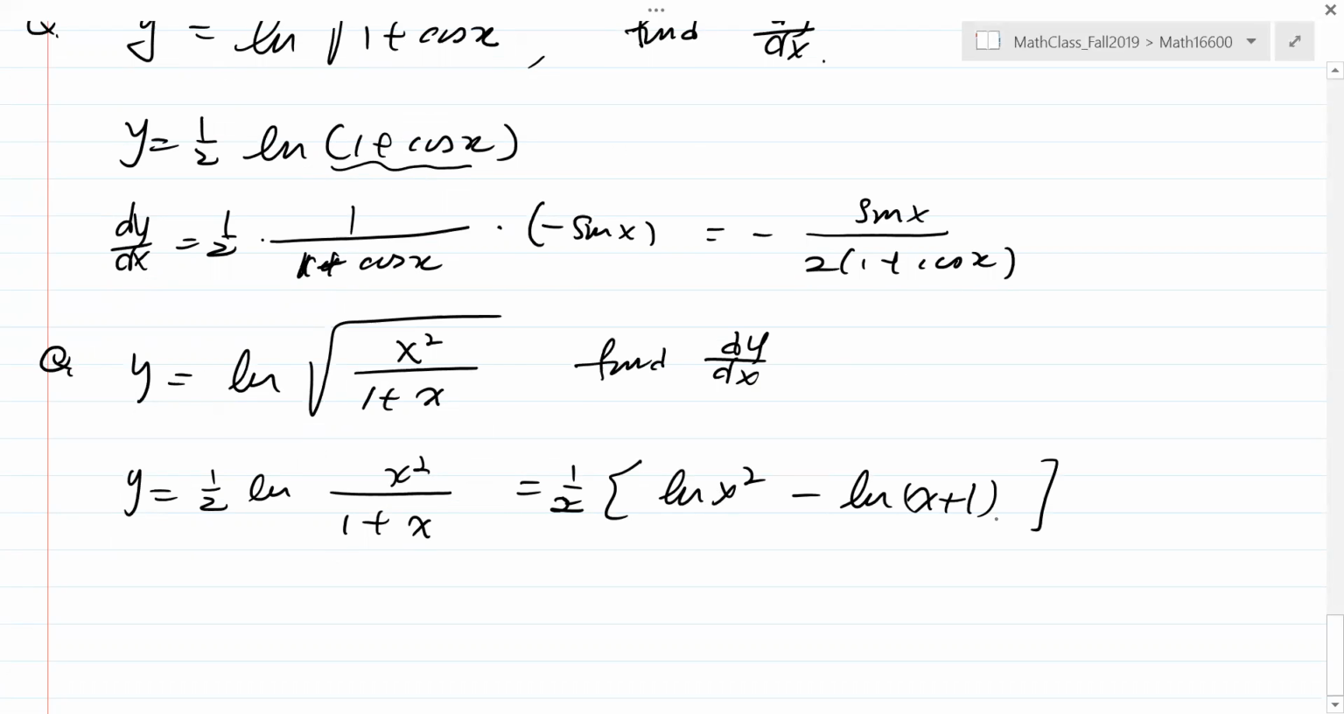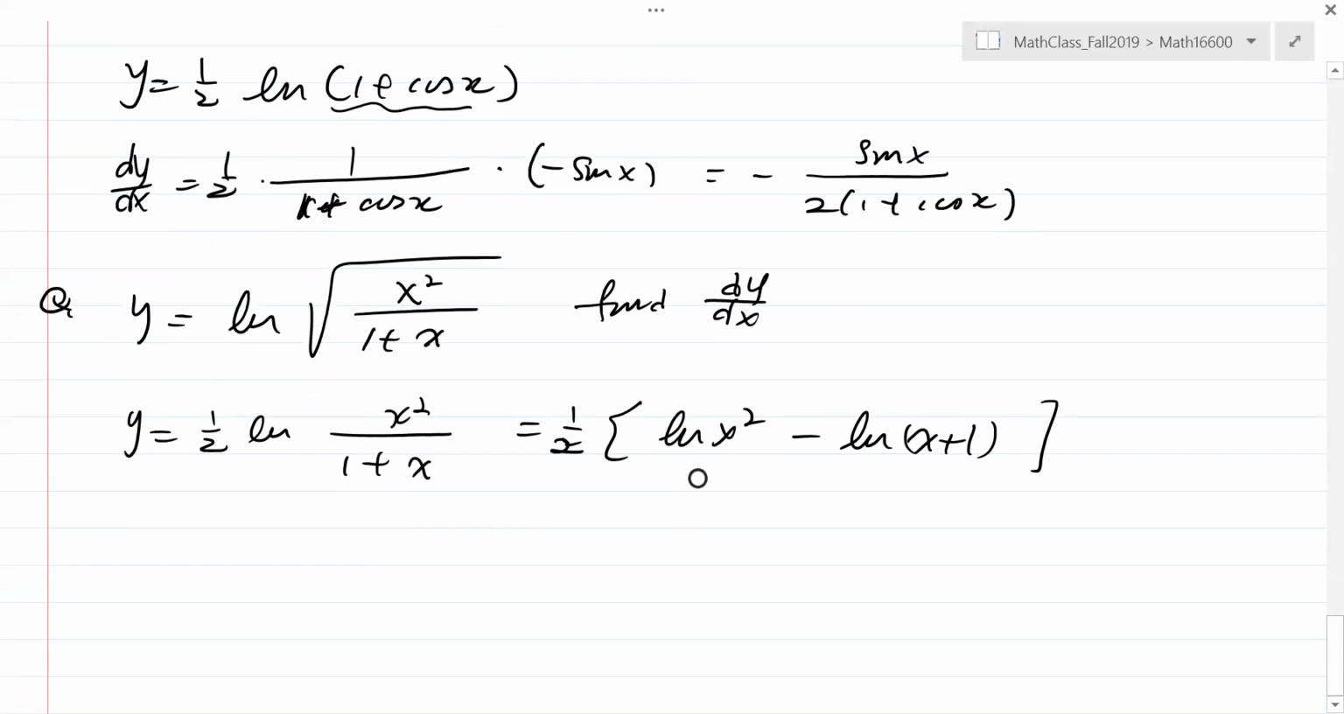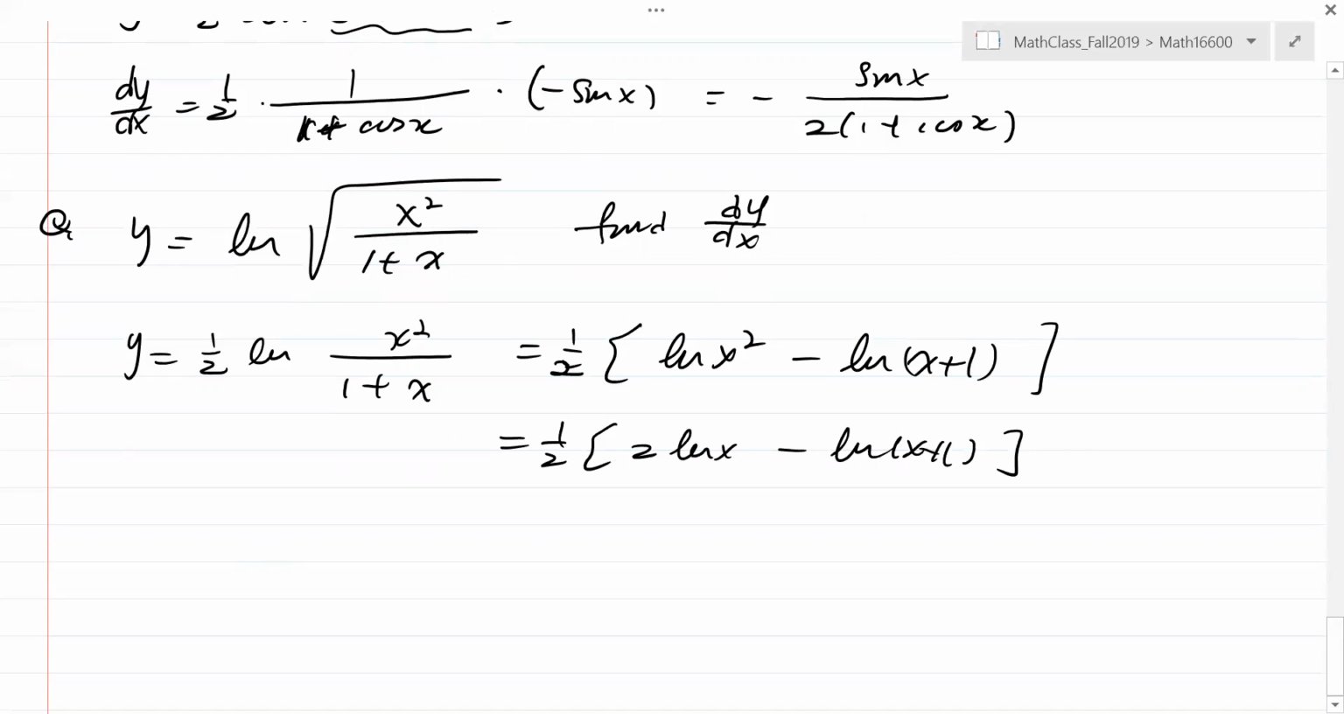Okay. Then natural log of x squared can become just 2 natural log of x. Then we are ready to differentiate after we modify this function. So the derivative is half of 2. The derivative of natural log of x, you can put the absolute value here, doesn't matter, is 1 over x. And the second one is just 1 over x plus 1. That's it. Done.